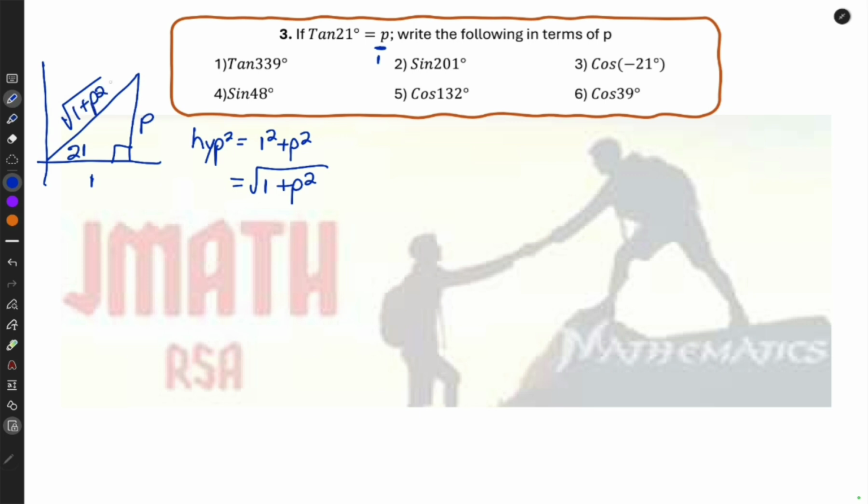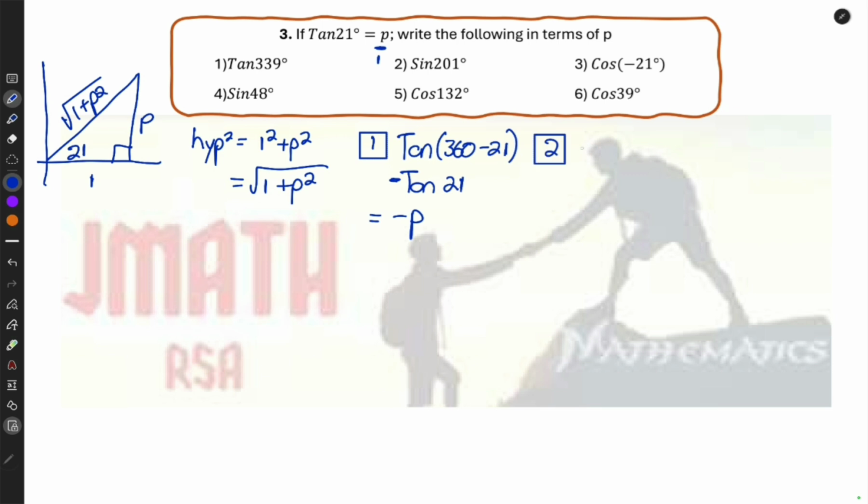Now I can answer the question. So question 1. I'm just going to look on the Cartesian plane, the CAST diagram. So this is going to be in the 4th quadrant. So I can just say it's tan(360 minus 21). 4th quadrant, so tan is negative there, minus tan 21. And I know tan 21 is p, so this answer is just minus p.